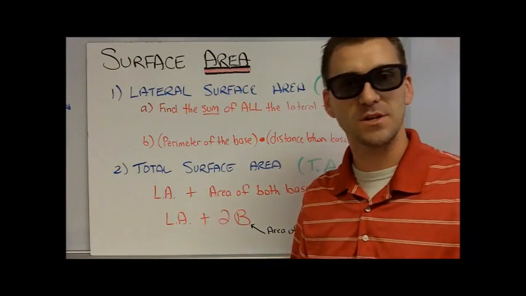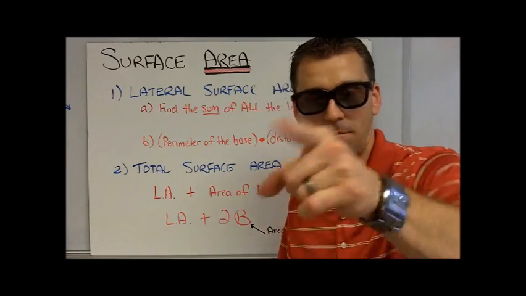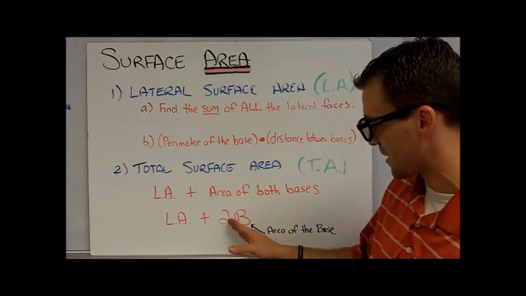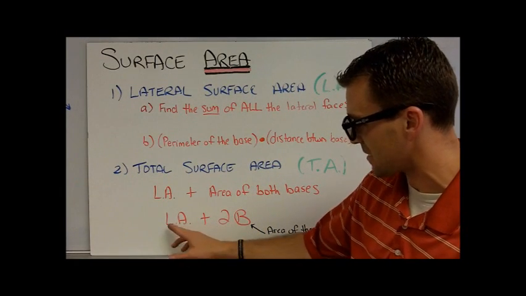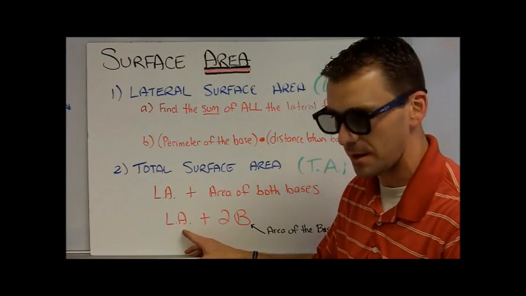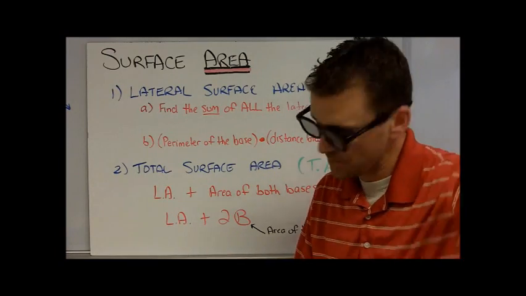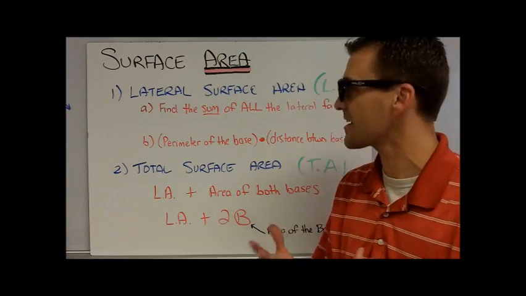Oh, that should ring a bell. We just took a chapter test on that. So find the area of the base, take that times 2, add that to the lateral surface area, and bada bing, you got your total surface area. So there you go. That's exactly how you do it.